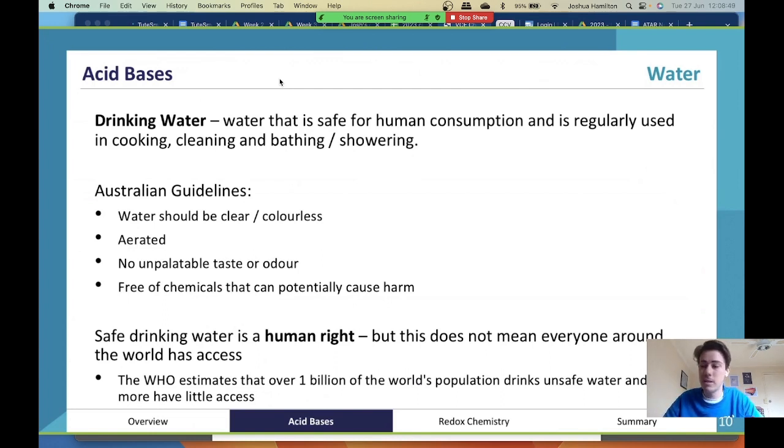The UN has its own guidelines, and the Australians build their own guidelines on that. It is a human right. Really important, but it does not mean everyone around the world has access.